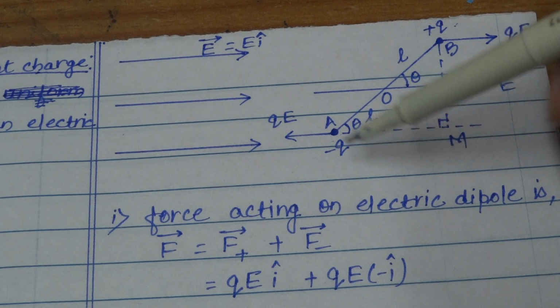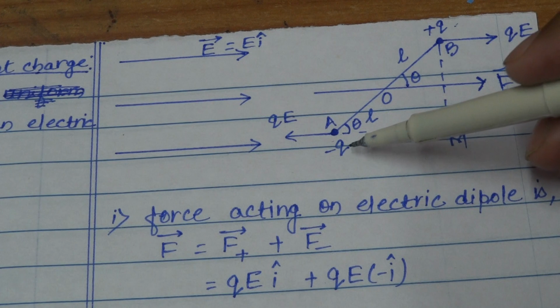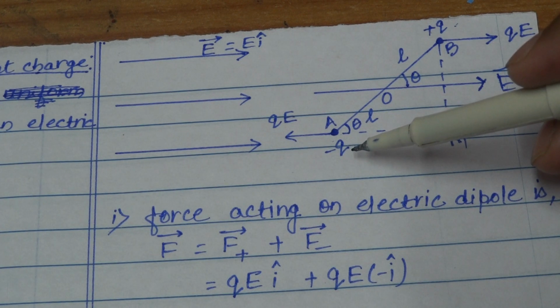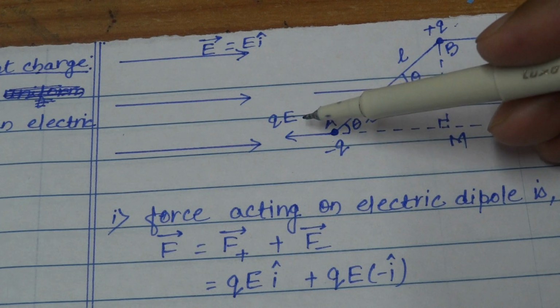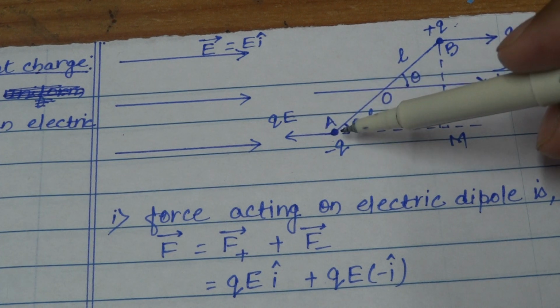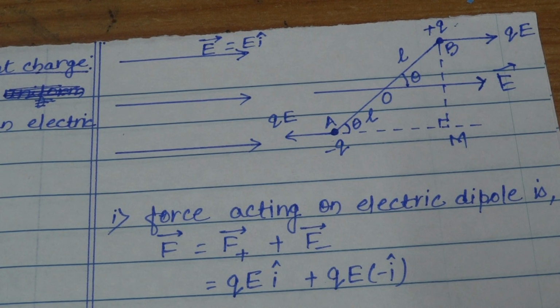Negative charge is inside a uniform electric field, so again it will experience an electric force given by QE, but as the charge is negative, the direction of this force should be opposite to the direction of the electric field. That's why the direction is like this. So the electric dipole experiences two forces. One is QE along the positive x-axis, or you can say rightwards. Another is QE along the negative x-axis, that is leftwards.